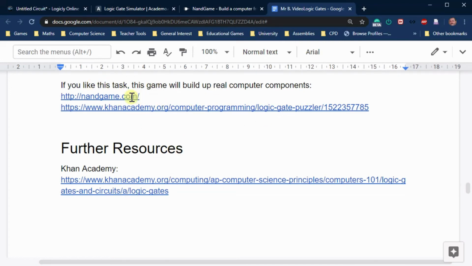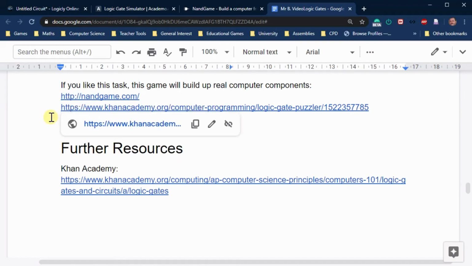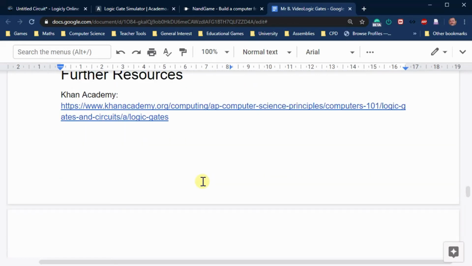There's a few games around that you can try and do. This NAND game will try and get you to build up a game, an actual computer, so from NAND gates, build all the other logic gates. Khan Academy try to get you to analyse what's going on. It's a bit more of an advanced topic, but it does have some nice stuff in their resources about logic gates.